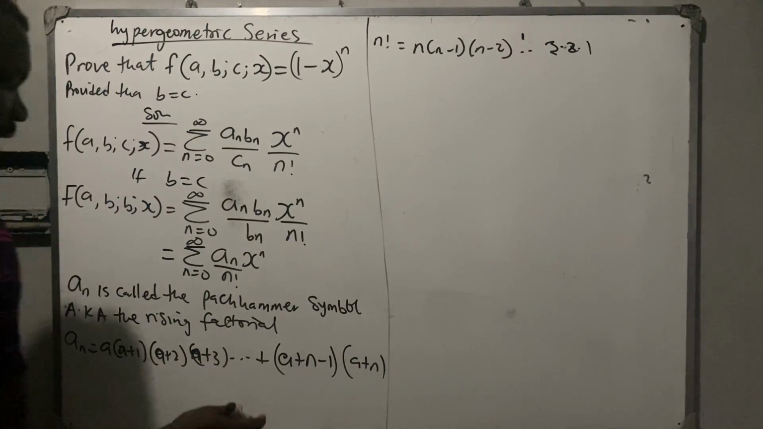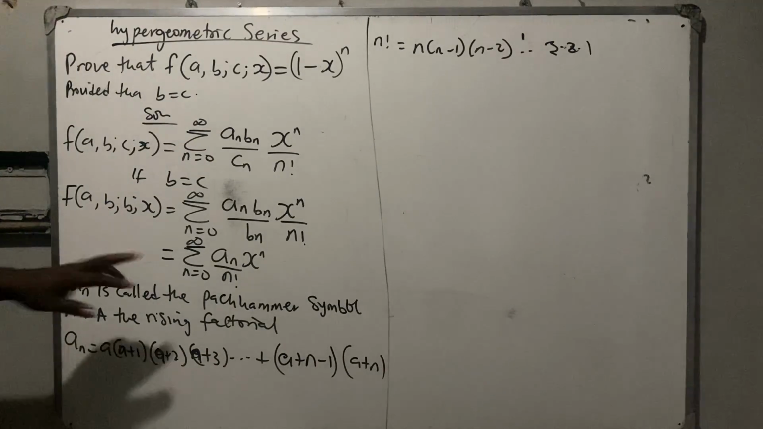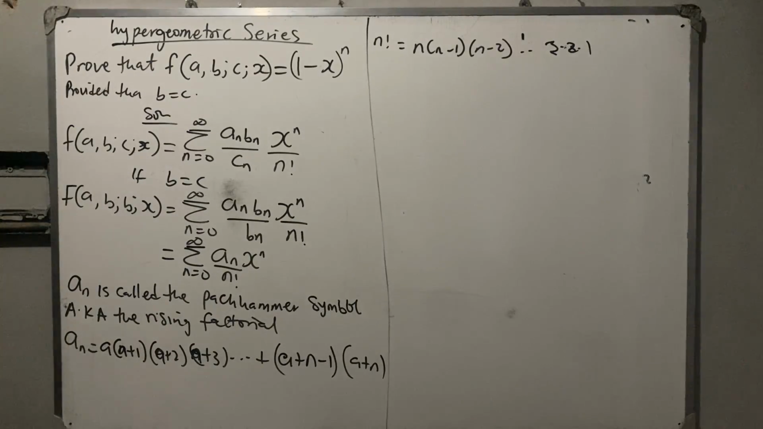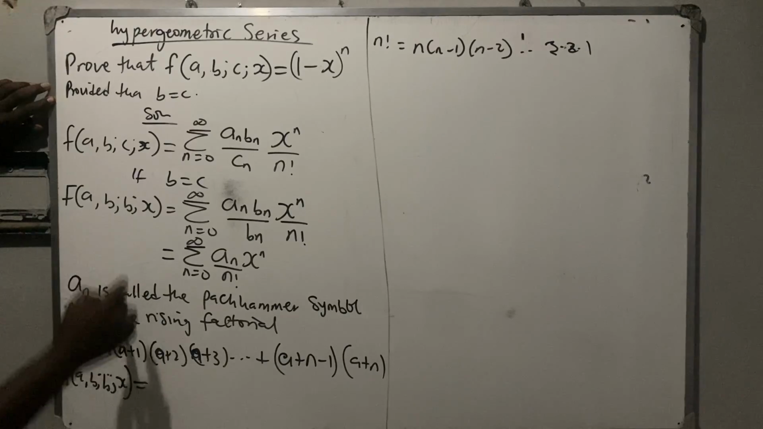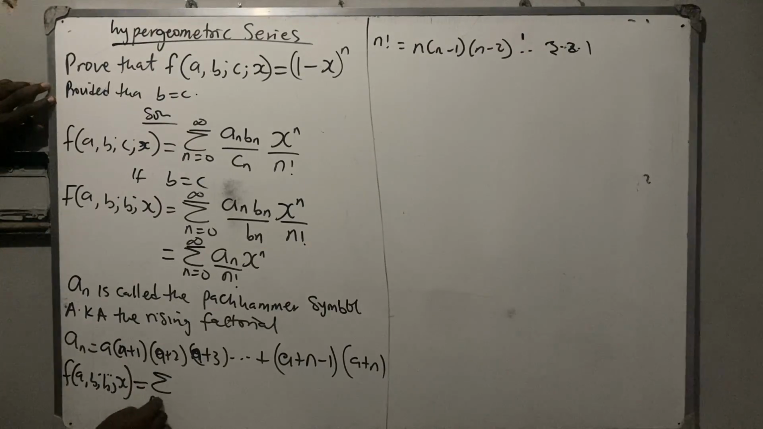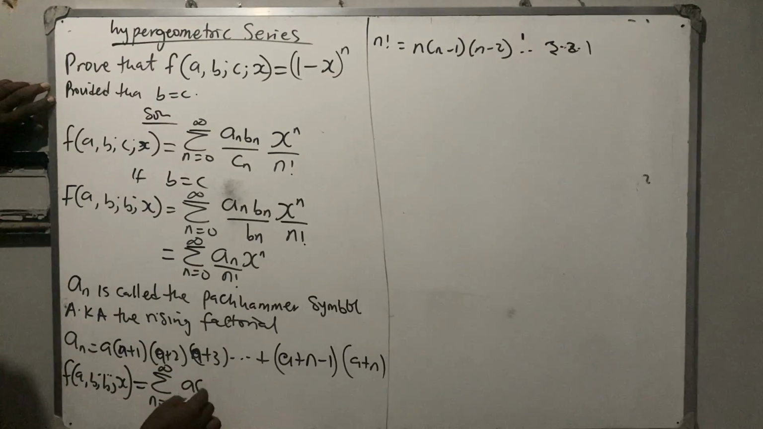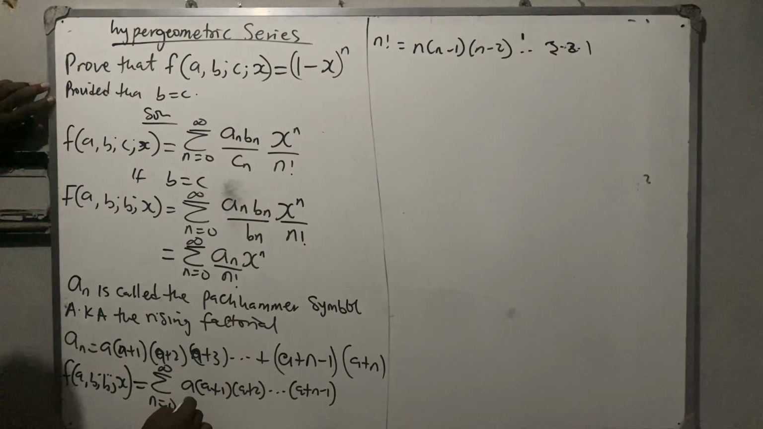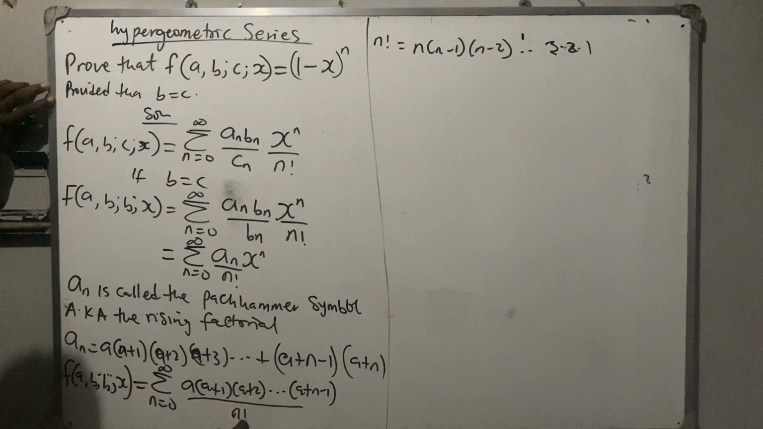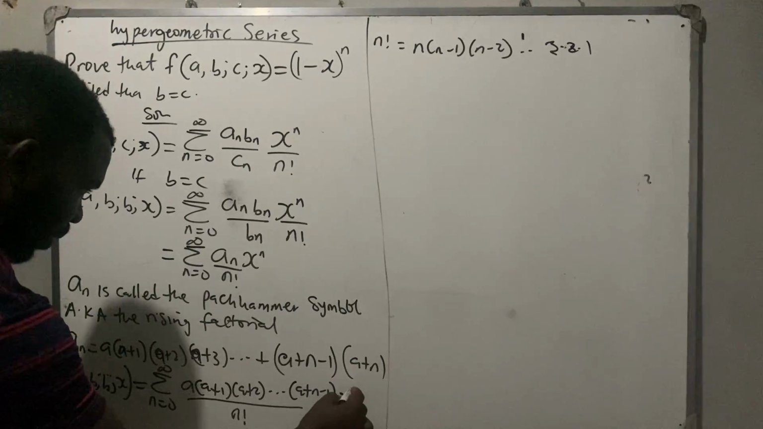So having this now, we can put it here. If we put it here, we will now see that F(a, b; x) will now be equal to the summation of n starting from 0 to infinity of (a)_n, which will now turn to a into a plus 1, a plus 2, then continues up to a plus n minus 1, then all over n factorial, then I'm having x raised to power n.